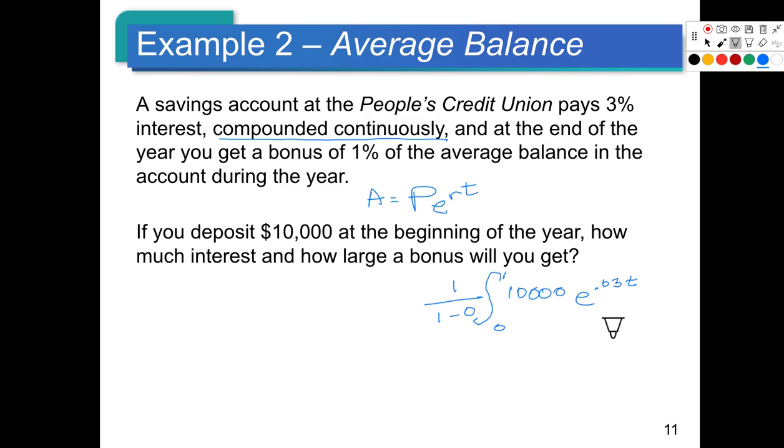So how do we integrate e to the 0.03t? The 10,000 comes along for the ride. E is its own integral, right?